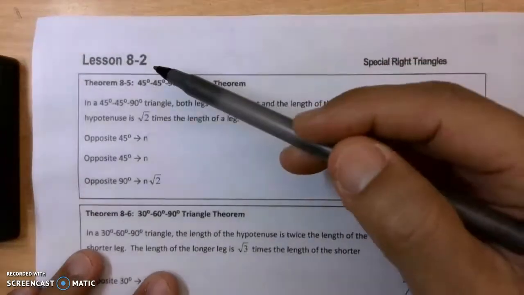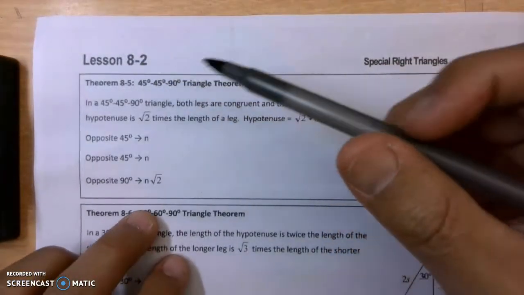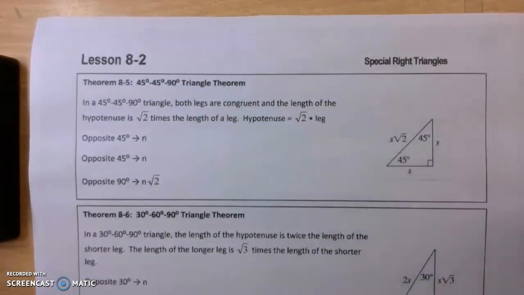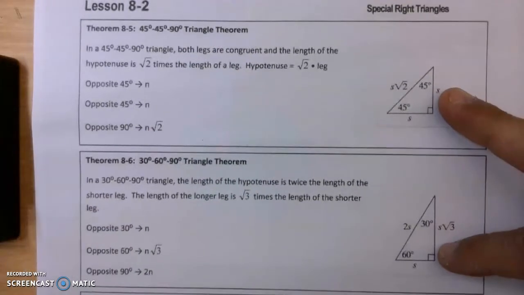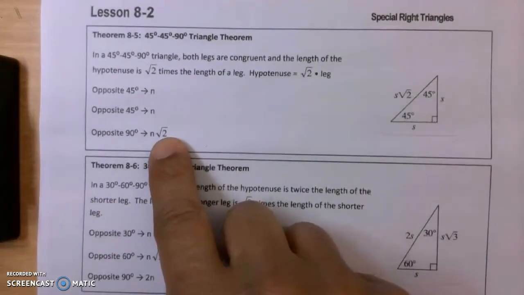Alright, we are moving on to 8-2 here. This is special right triangles. This one is going to be one of the harder sections of the entire book. It is mainly because you've got to memorize certain parts of these two special right triangles, as well as deal with radical signs.